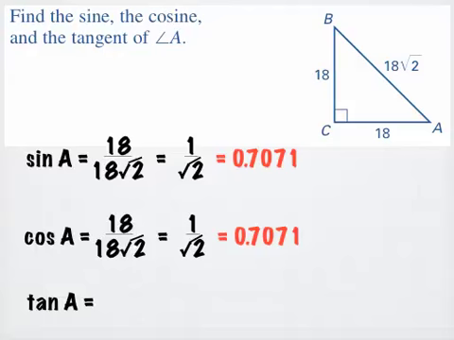And then the tangent of A would be 18 over 18, opposite over adjacent, which is going to just be 1.